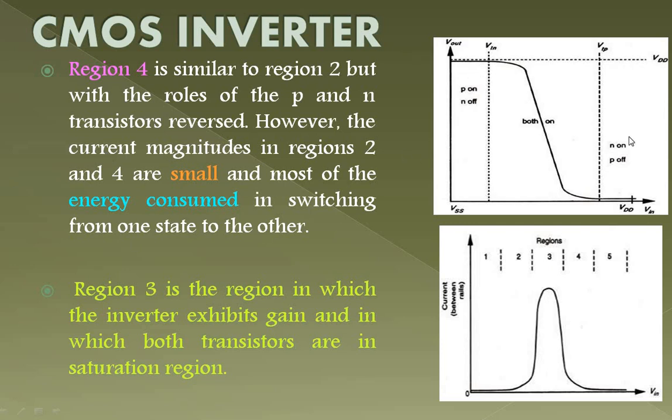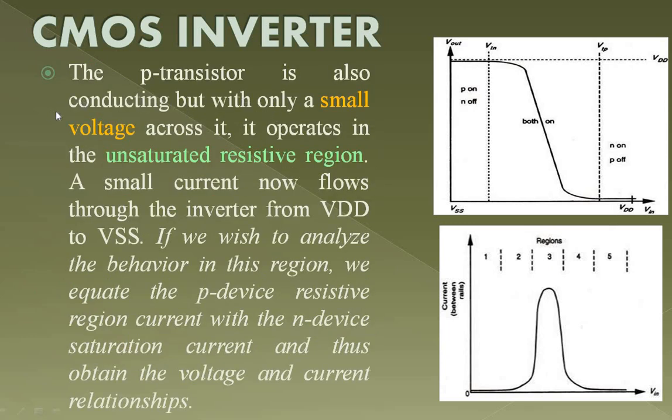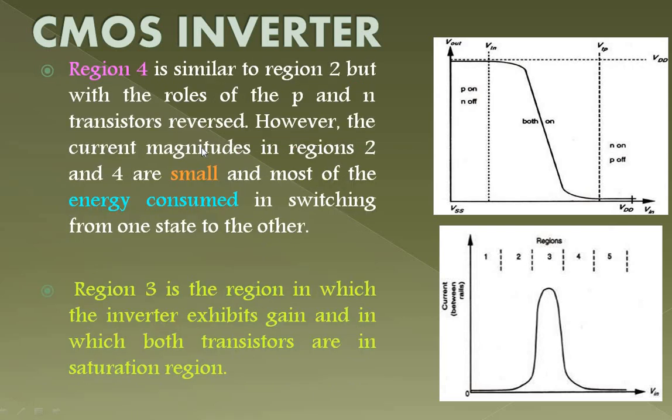In regions 2 and 4 the current magnitudes are very small. I have said that if one transistor is working, the other transistor will be conducting with only a small voltage across it. So most of the energy will be consumed for switching from one state to another. In region 3, the inverter exhibits gain, and both the transistors will be in the saturation region. In regions 2 and 4, one will be in the saturation region and the other in the unsaturated region, and energy will also be consumed.